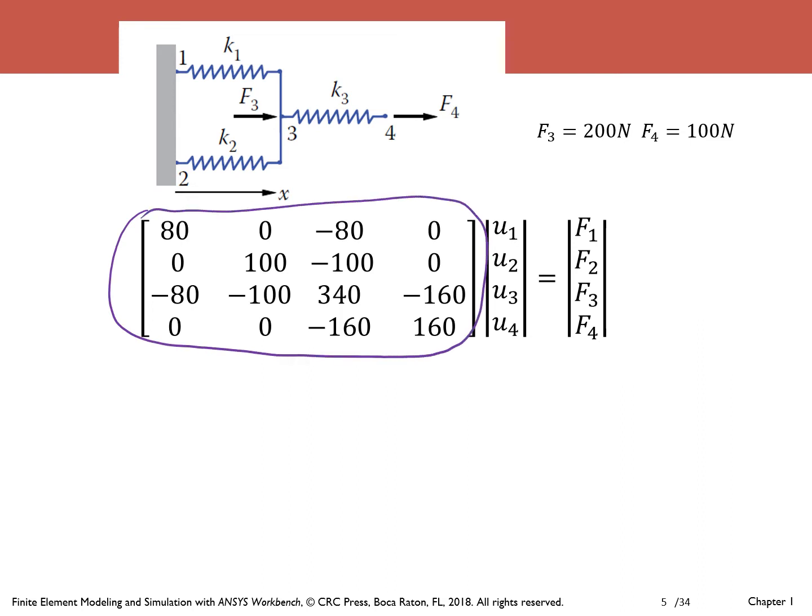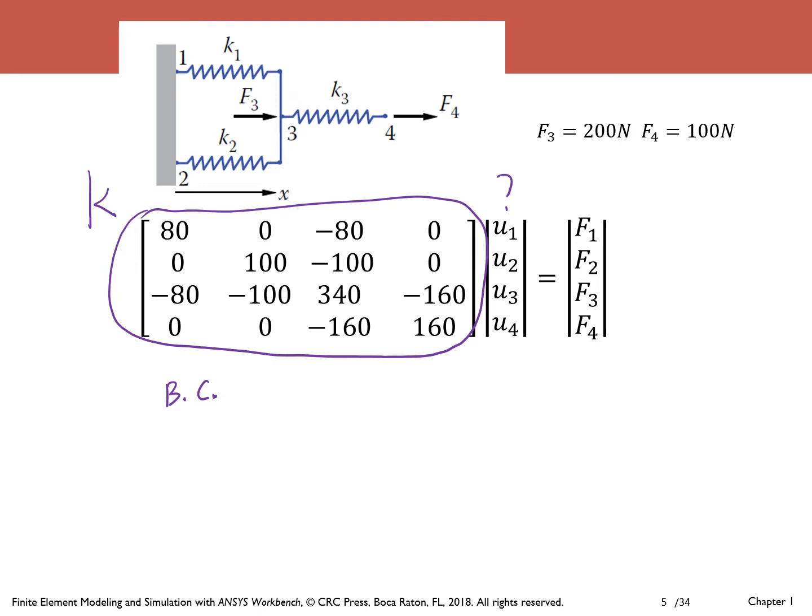Right, so this is the global K, and the displacements are unknown. U1, U2, U3, U4 are unknown, and F1, F2, F3, F4 are the external forces applied to the system. The next step to solve this problem is to apply boundary conditions to simplify it. Without boundary conditions, we cannot solve this equation because it is a singular equation. So we have to apply boundary conditions.